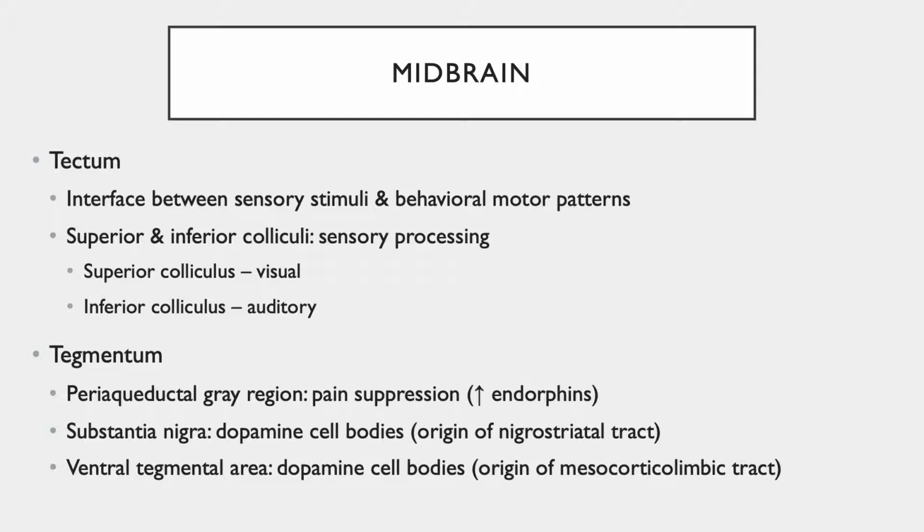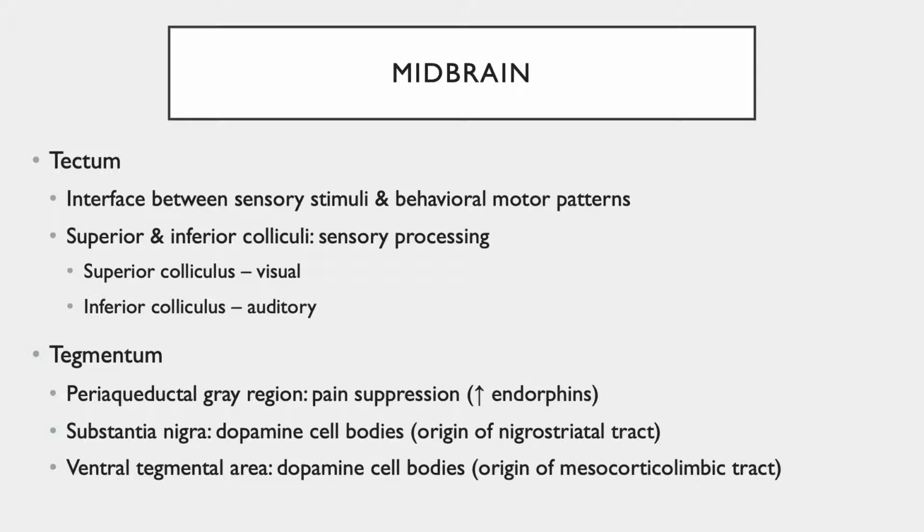First, the periaqueductal gray region, oftentimes abbreviated as PAG. The periaqueductal gray region is known for its role in pain suppression. There's a very high level of endorphin receptors located in the periaqueductal gray.